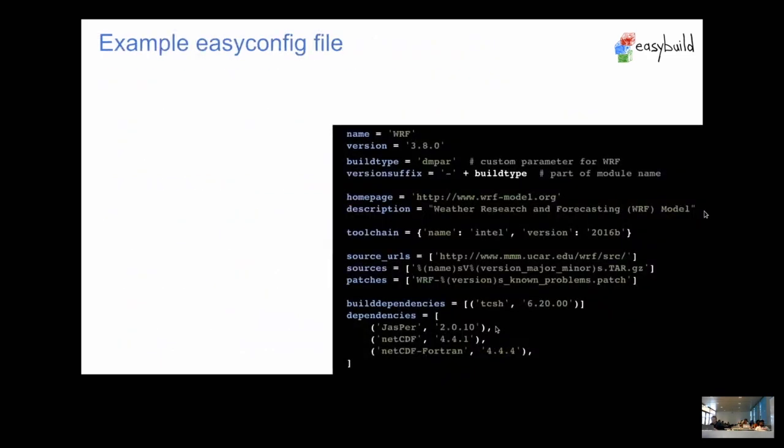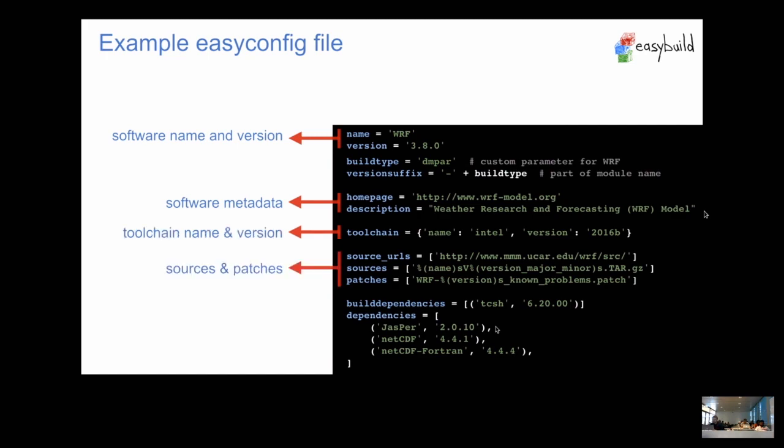So let's take a more detailed look at an easyconfig file. This is one for Wharf. Again, it's a pretty old one, but it doesn't really matter too much. So you specify the software name and version. You specify the metadata, the homepage, and the short description of the software. You give it the name and the version of the toolchain that EasyBuild should use to install the software. Also the sources and the patch files and where to download the sources in case they are missing. And then the list of dependencies.